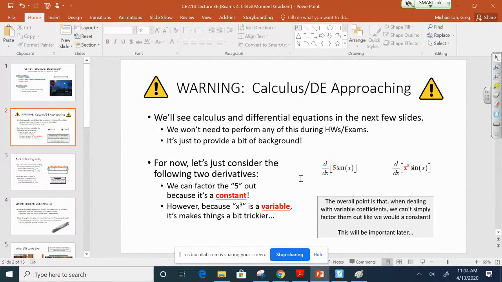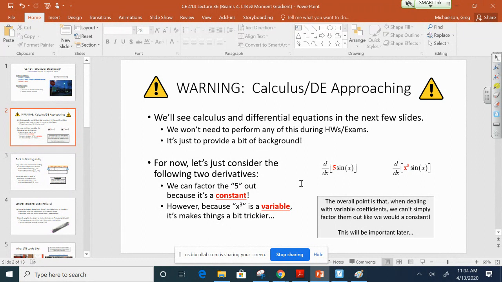The point I want to make right now is that when you have a coefficient that's a variable, it becomes trickier. You can't just factor out the x cubed. You have to use, remember the product rule, the first times the derivative of the second plus the second times the derivative of the first, and so on and so forth. Whenever you're dealing with variable coefficients, we can't simply factor them out like we would a constant. It becomes a bit trickier. I just want you to keep that idea in the back of your head for what we're about to talk about. It'll become important in a second.